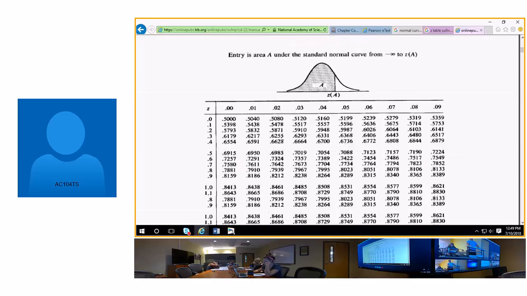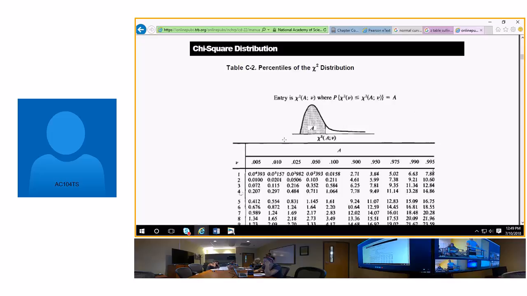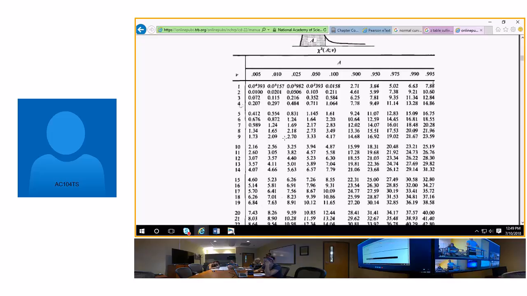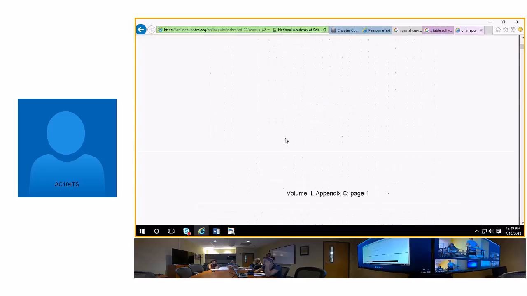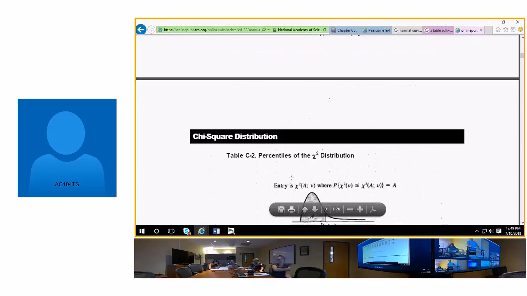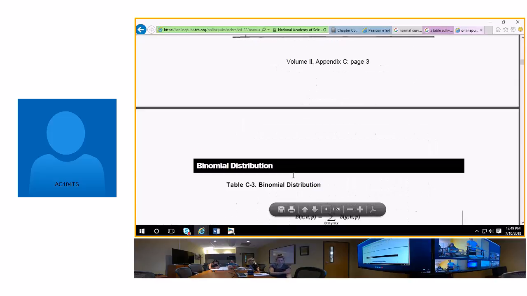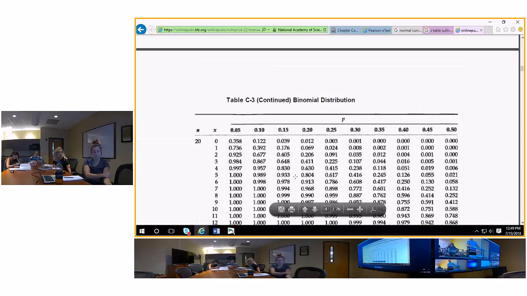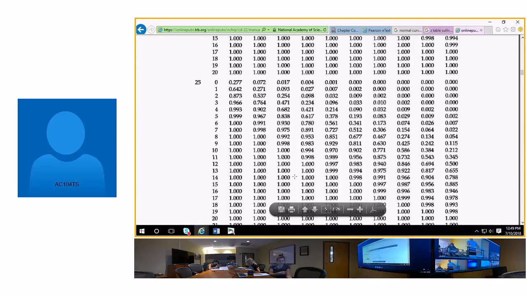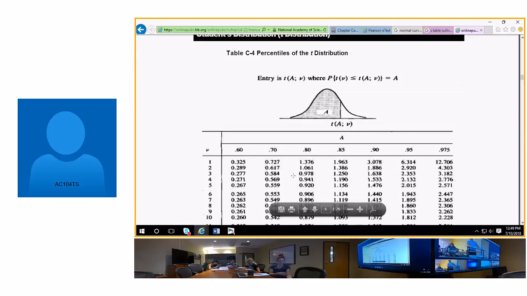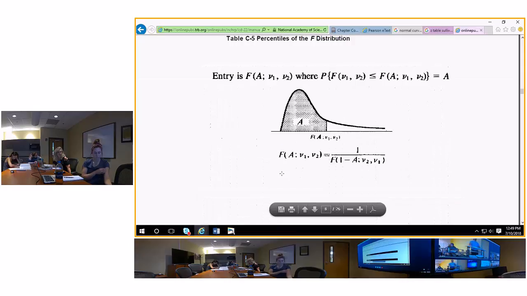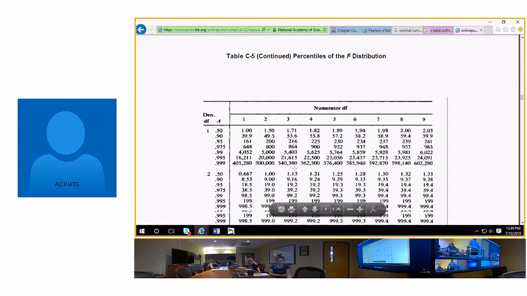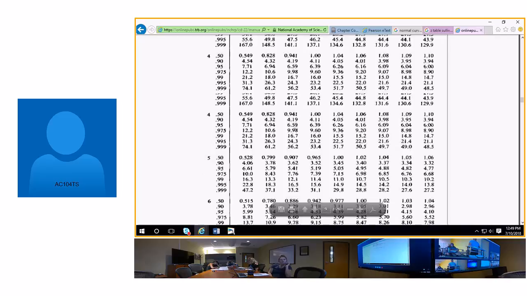Let me go to page 3. Yep, there's the negative. No, wait a minute. I don't have a negative. Hold on a second. No, they don't have the negative side. That's unusual. Usually they have the positive and the negative. Well, we'll just have to go with what we got.